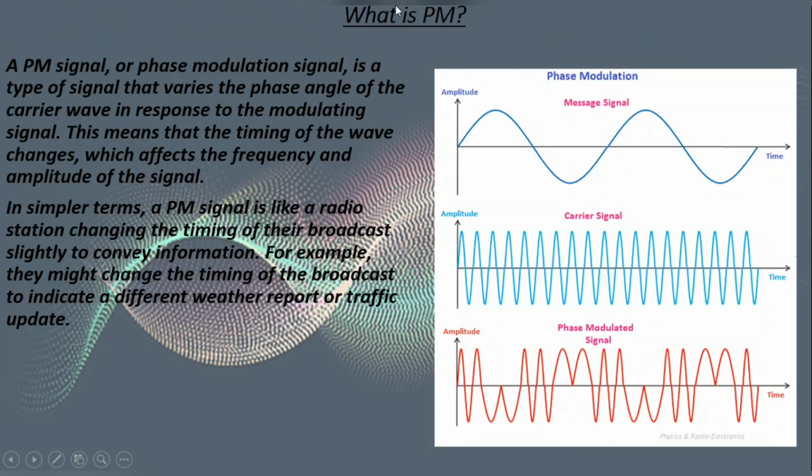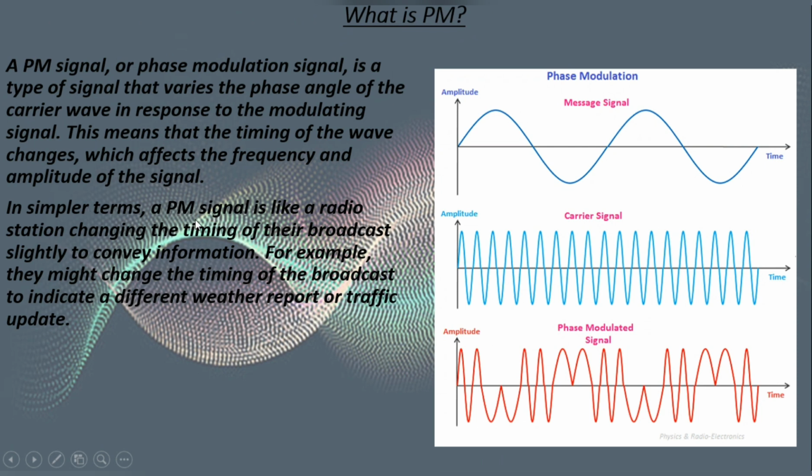Then I will discuss what is PM signal. A PM signal or phase modulation signal is a type of signal that varies the phase angle of the carrier wave in response to the modulating signal. This means that the timing of the waveform changes, which affects the frequency and amplitude of the signal.